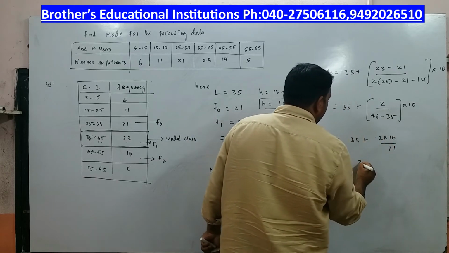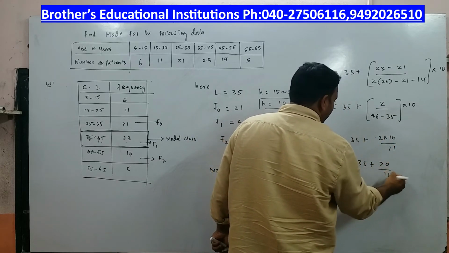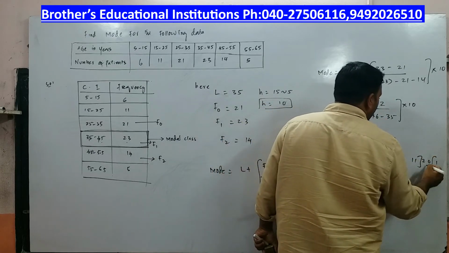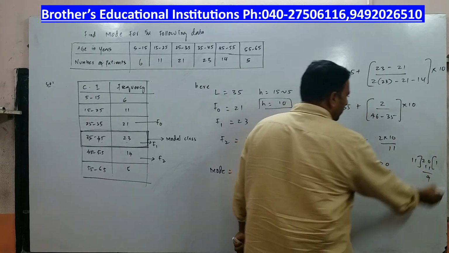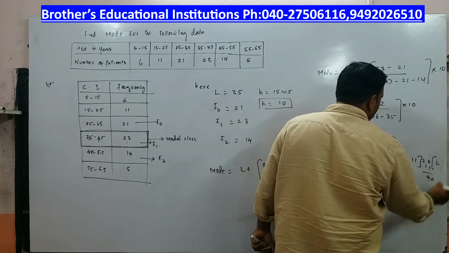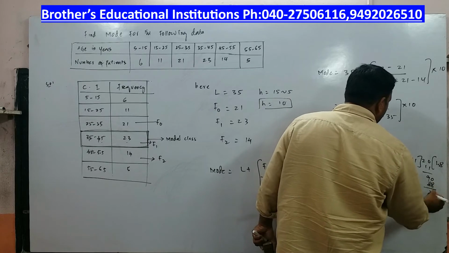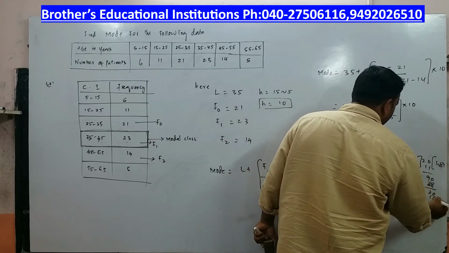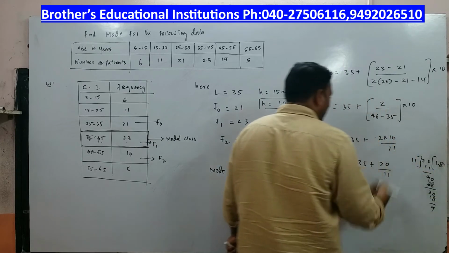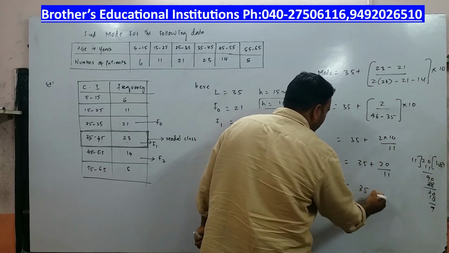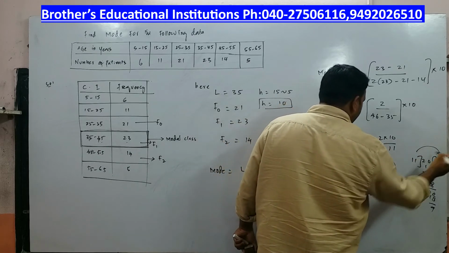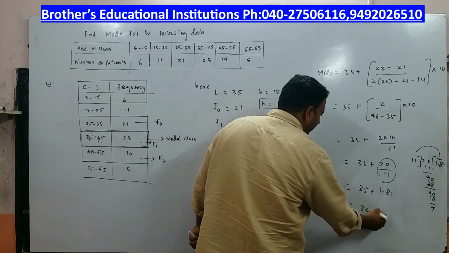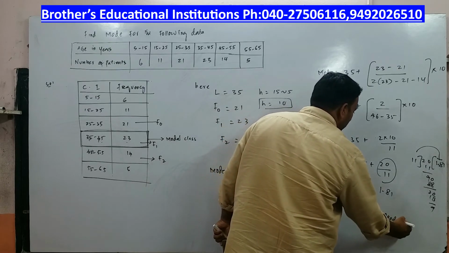So you have 35 plus 20 by 11. So you will get it in decimals. You can do the normal division. 11 ones are 11, remainder is 9. You put a point, take a 0. 11 eights are 88, remainder 2, 0. Once again 11 ones are 11 and the remainder is 9, and this will iterate. So I will close that and write 35 plus 20 by 11 can be written as 1.81 approximately. So 35 plus 1 is 36.81 is the mode, right?